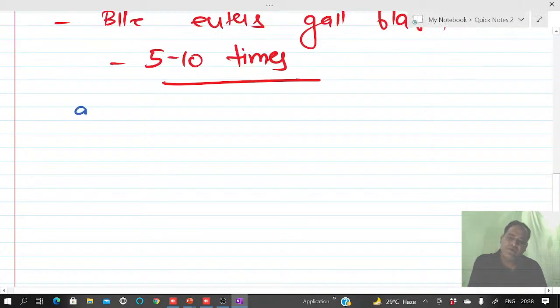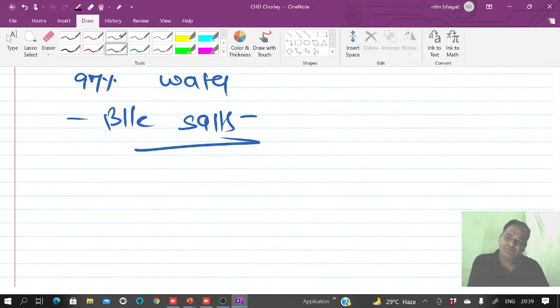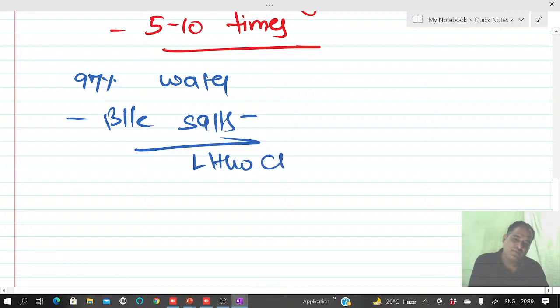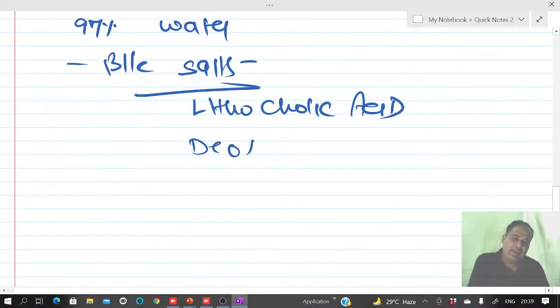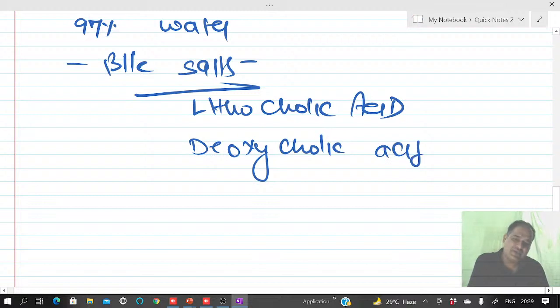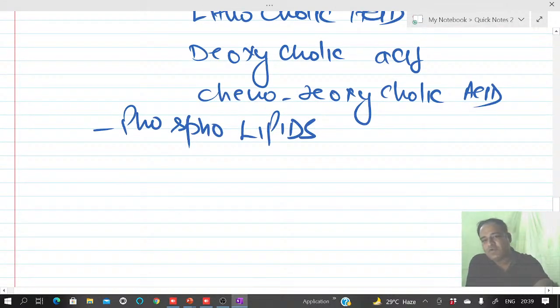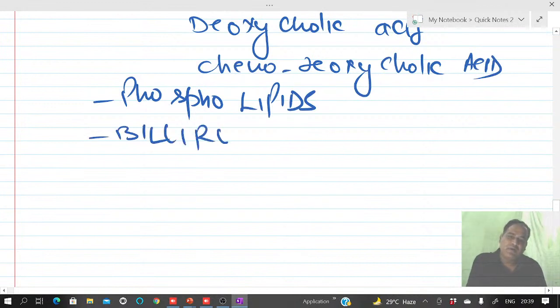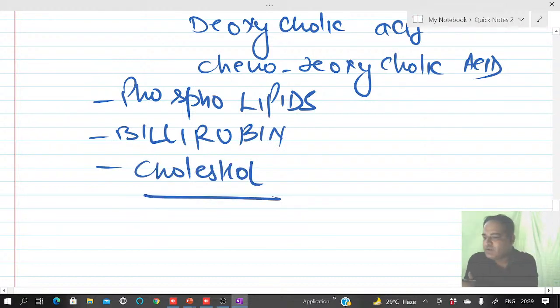Now, I told you 97% of the bile is water. It also has bile salts, for example lithocholic acid, don't worry, it's going to be a concise class only, deoxycholic acid, chenodeoxycholic acid. Apart from this, bile also has phospholipids. Bile also has bilirubin. Bile also has cholesterol, the important thing there.